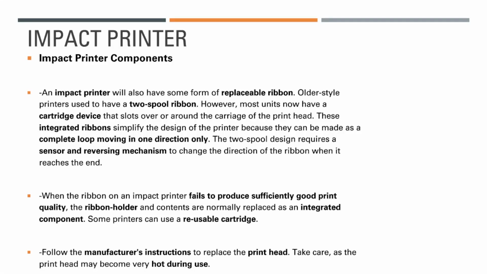When the ribbon on an impact printer fails to produce sufficient print quality, the ribbon holder and contents are normally replaced as an integrated component. Some printers can use a reusable cartridge. Follow the manufacturer's instructions to replace the printhead. Take care, as the printhead may become very hot during use.